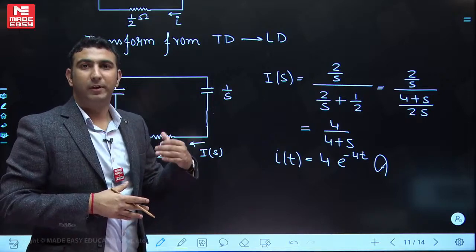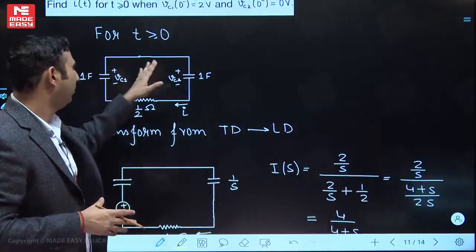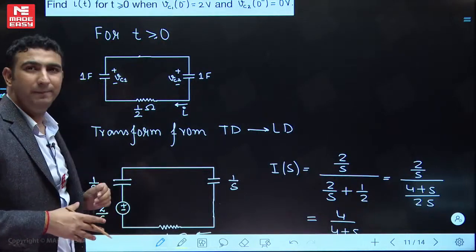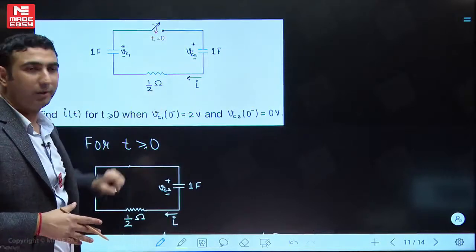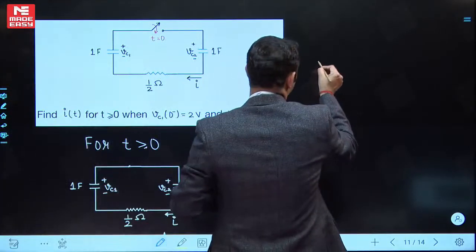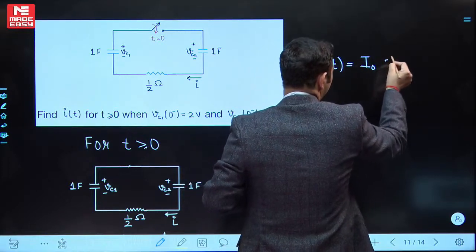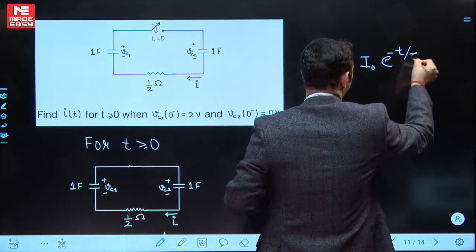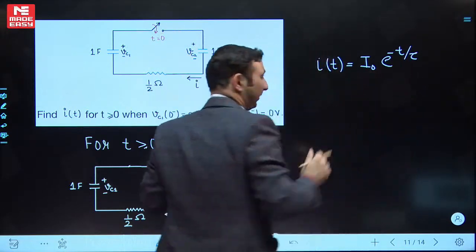Or we could have even solved it with the help of the shortcut method. I know you must be curious, sir, how will you handle it? You may have a doubt here, but that is also very easy. Let's see how we handle it. If you want to find the current by the shortcut method, you know that the current i(t) will be I naught into e to the power minus t by tau, because after closing the switch it will be a source free circuit. So this is what I am writing.